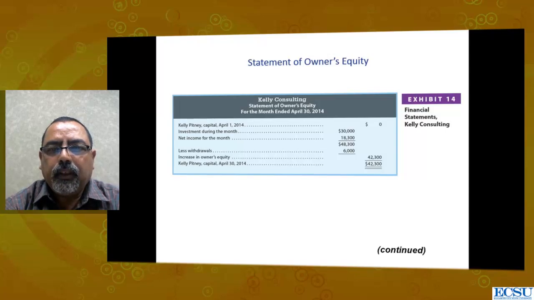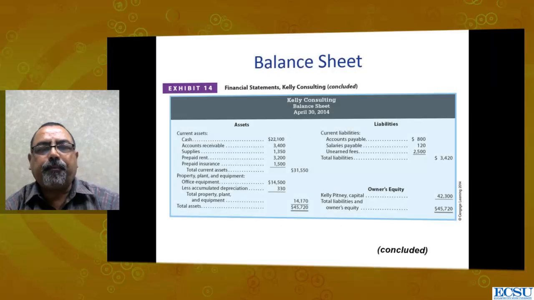And for the statement of owner's equity, again, you should start with 0 if it is a new business. If it is an old business, there will be some amount in that capital account, so we'll be bringing that. Then any investments made during the period, net income will be added, and you calculate a subtotal and subtract the withdrawals or the drawings made by the owner, and finally calculate the increase or decrease in owner's equity, which should be added with the opening balance to calculate the new balance of capital at the end of the period.